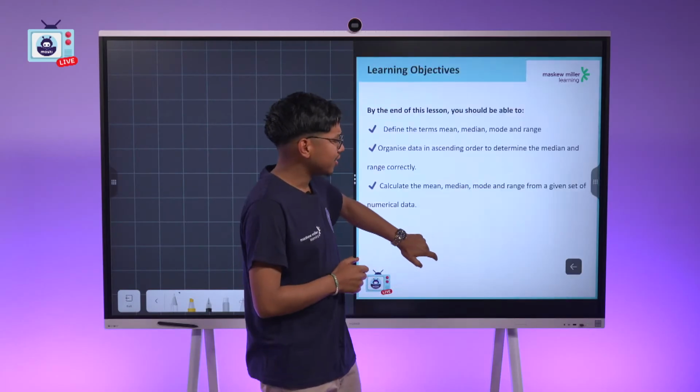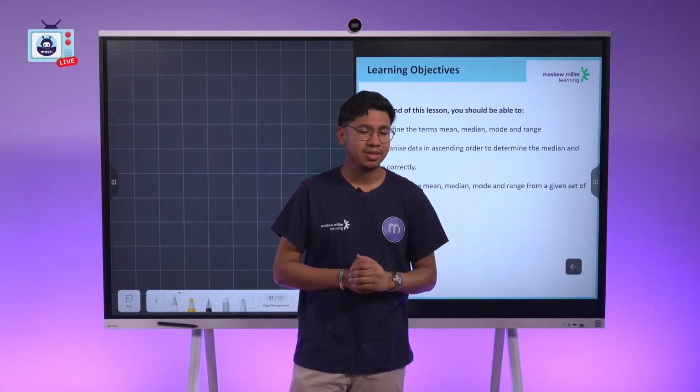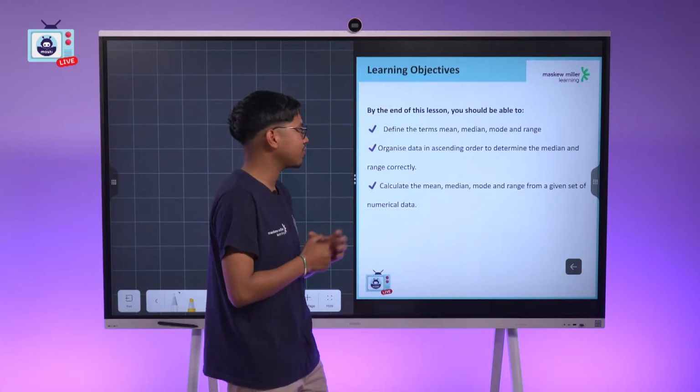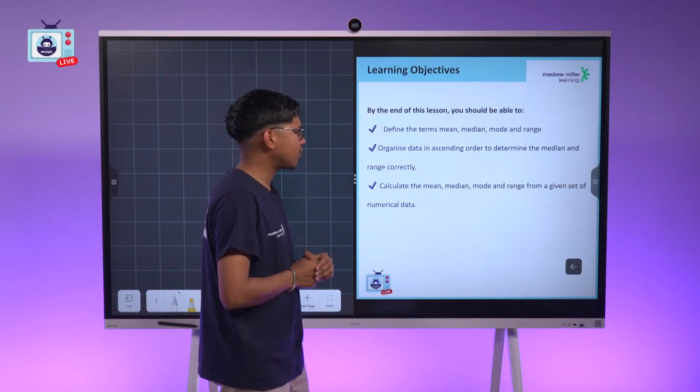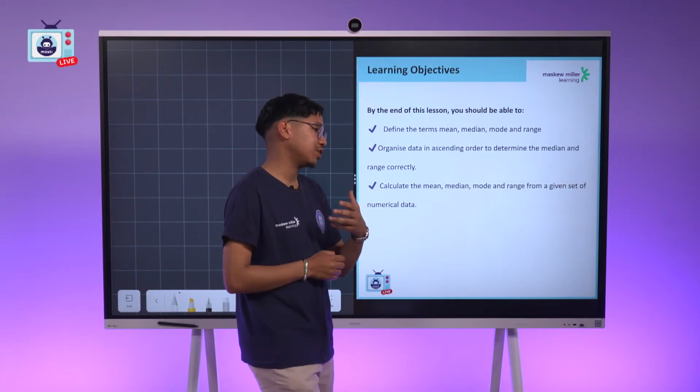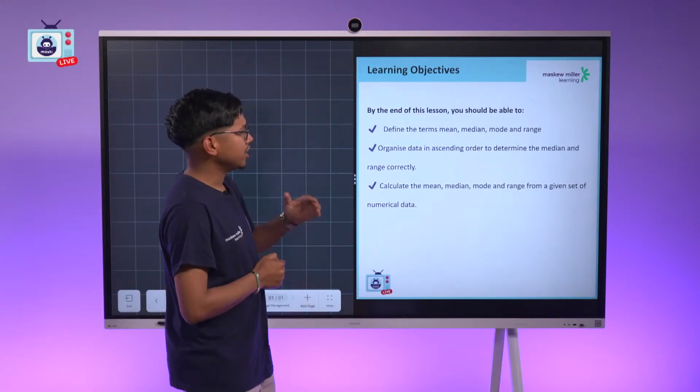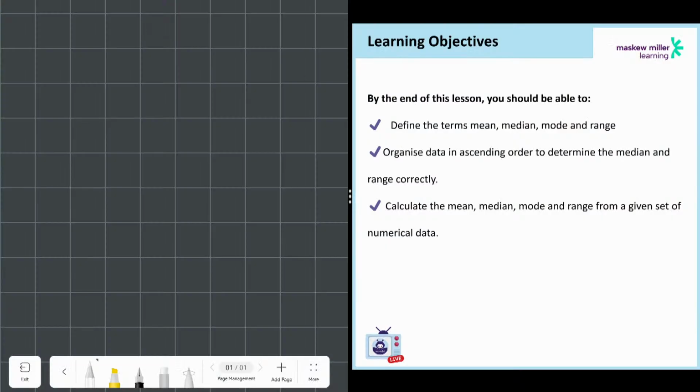Now I know that these concepts are new to you. Most of you haven't heard of them before, but don't worry, in this lesson, we will make a lot of sense of it. So at the end of this lesson, we need to define the terms I just mentioned, right? So we need to define what the mean, the median, the mode, and the range is all about. We need to organize data in ascending order, right? To determine the median and the range correctly.